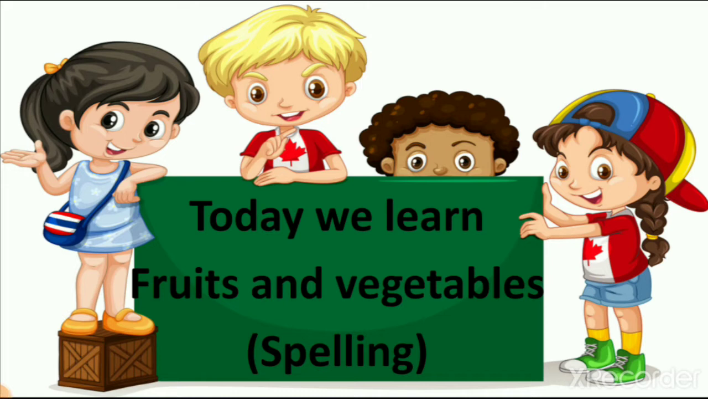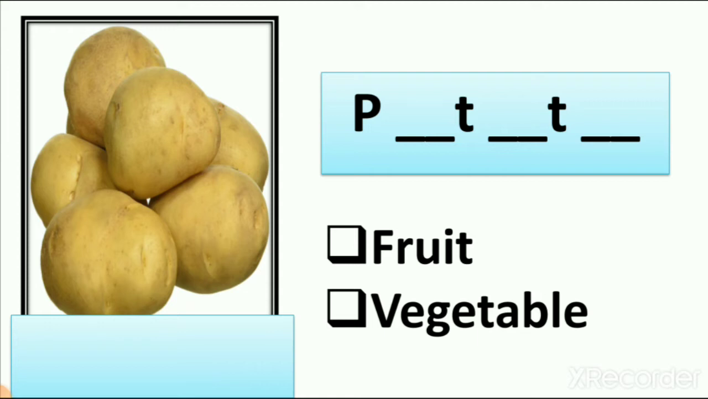So let's start. Which is the first, fruit or vegetable? Here is the first picture. Which picture is it? We have to complete this spelling. So here is the spelling of this food, but the spelling is missing some letters. So first we complete this spelling, then we write the whole spelling, and then we tick mark whether it is a fruit or vegetable.